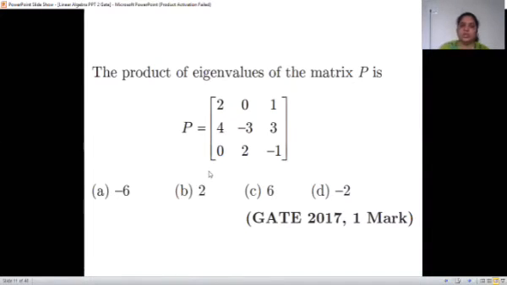Use the equation determinant of A minus lambda I equal to 0. Solve for lambdas, and then multiplication of all of them. There will be 3 lambdas, 3 eigenvalues. Option C, 6. Okay, anyone else have solved and want to tell me the answer? Or should we go towards the answer? Prajakta is saying 6. Okay, then we'll check.